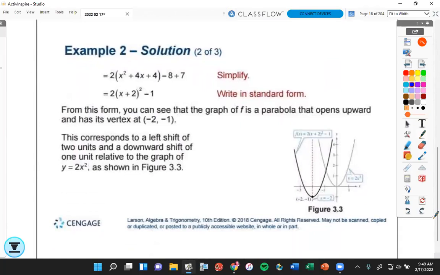Now that it's written in standard form, I can look at it and say, okay, the vertex is at negative 2, negative 1. Plot the point negative 2, negative 1, plot some more points. That 2 caused a vertical stretch, so it's a little bit skinnier than the parent function. Notice that they didn't graph the parent function to begin with. They actually graphed y equals 2x squared. So once you take the graph of y equals 2x squared, you can take all the points, move them to the left 2 and 1 down, and there you go.